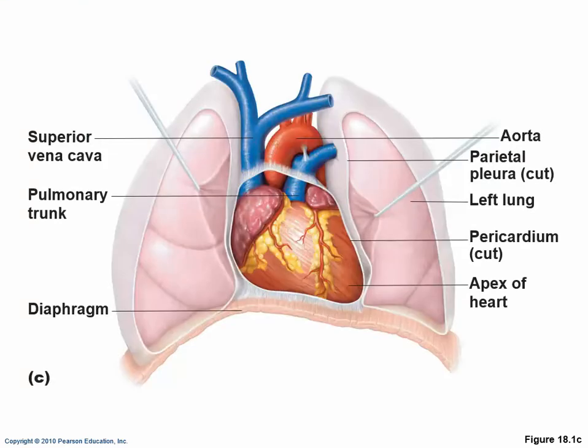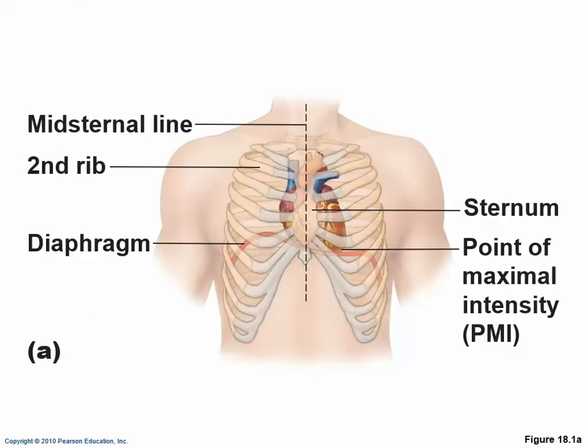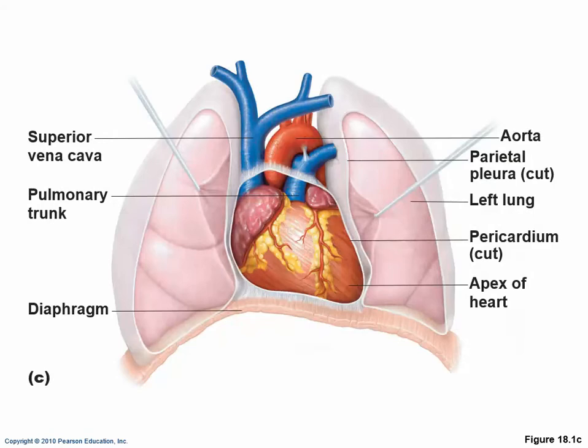If we go back to here, this is where we find it. As you can see, it's mostly to the left. The point of maximal intensity is actually where the apex kind of touches the ribs. The base is closer to the spine, and so you can palpate the heart beating actually at that point of maximal intensity.